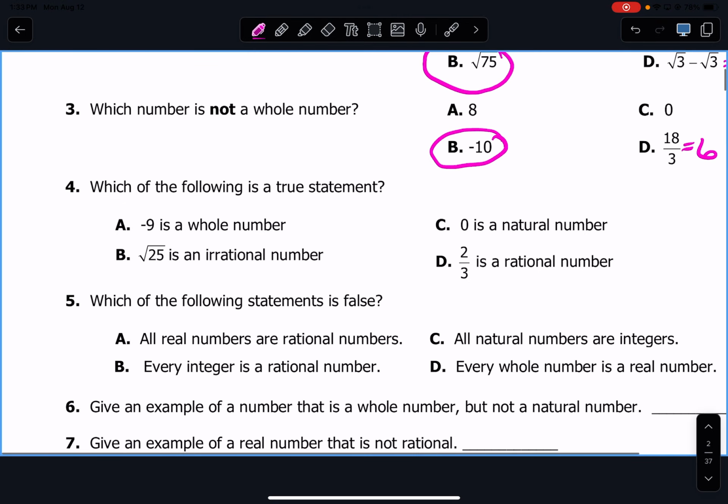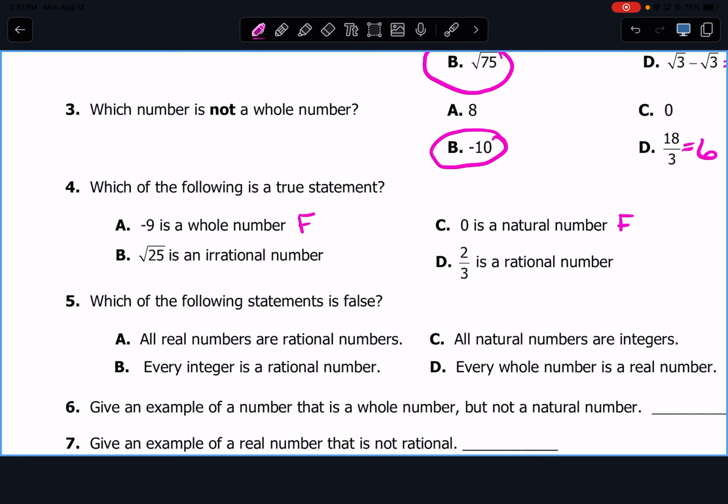Then we're looking for a true statement here. Is -9 a whole number? True or false? Is 0 a natural number? No. Okay, is 2/3 a rational number? Wait, 2/3? Yeah. Yes, it is. That's true. Is square root of 25 an irrational number? So which one is the answer to this question? D.